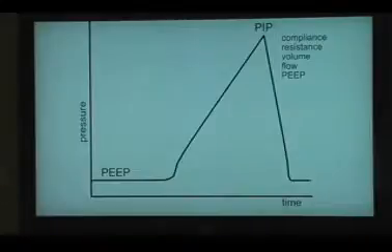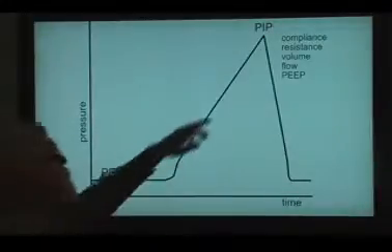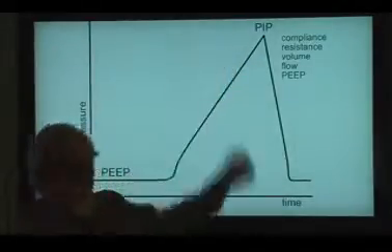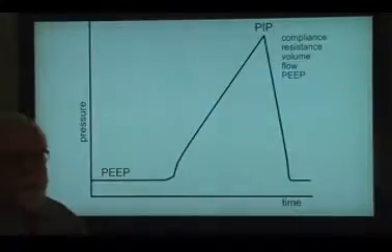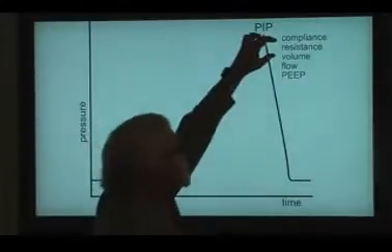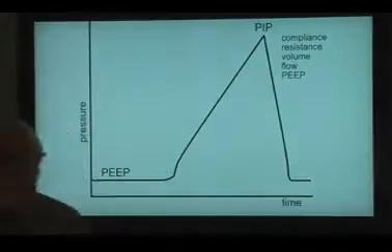The peak inspiratory pressure that we record dutifully with our ventilator checks is determined by the compliance, the resistance, the tidal volume, the flow, and the PEEP. So it's a relatively non-specific measure. It's determined by lung function. It's also determined by how we set the ventilator.